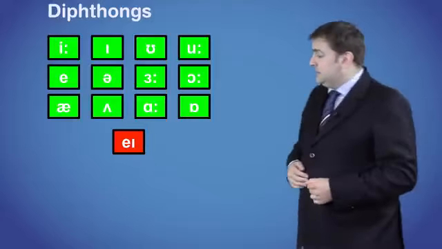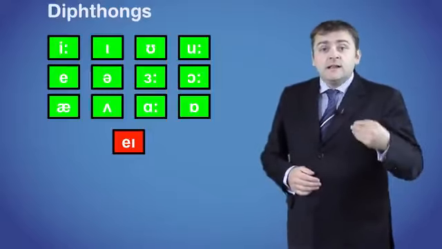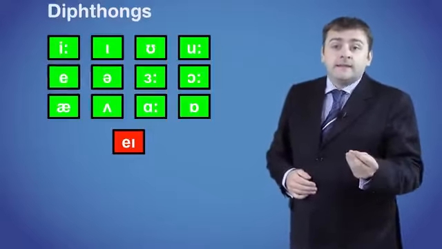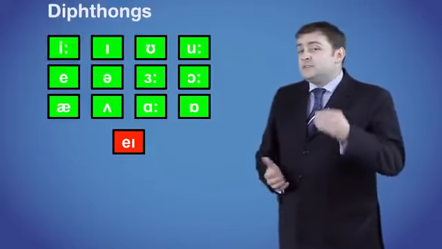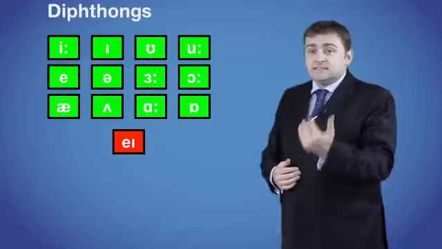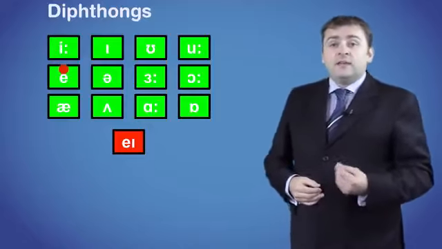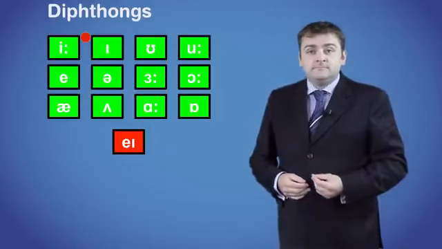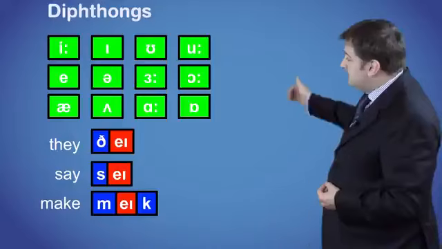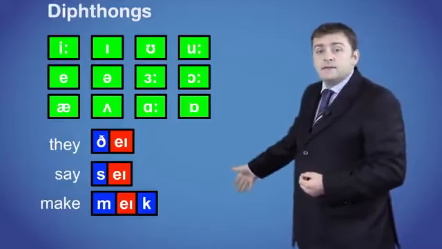The first sound is A, which is a combination of e and I, or E. This time we need to close our mouths a little as we say the sound, starting on the e and finishing on the I or E, A. As in the words they, say, and make.